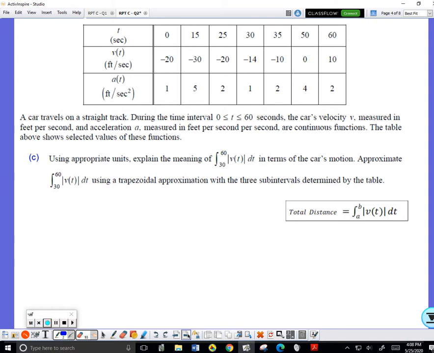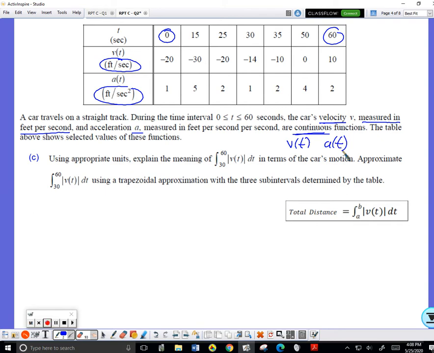Okay, a car travels on a straight track during the time interval 0 to 60. So just check that. Good. Car's velocity measured in feet per second. Velocity is feet per second. Acceleration, feet per second squared, are continuous functions. So that's A and B. So B is continuous, A is continuous.